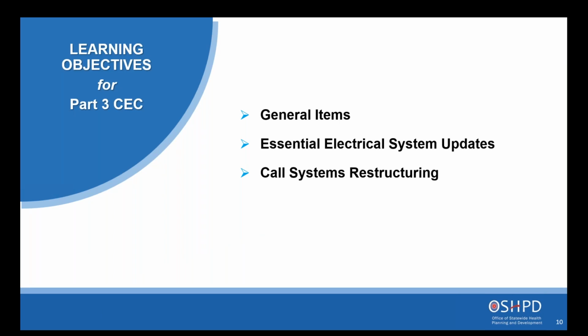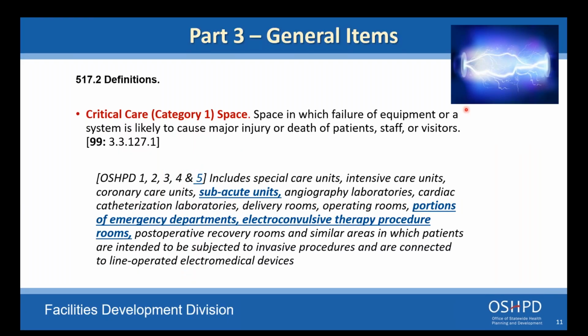So we're going to cover general items, the essential electrical system updates, and the call system restructuring. So we're going to go over a definition change for critical care spaces. We added 3 new locations: subacute units, which are patient bed locations with people sustained by life support; portions of the emergency department, which are the trauma rooms in the emergency department; and electroconvulsion therapy procedure rooms. So those are all new defined critical care spaces.